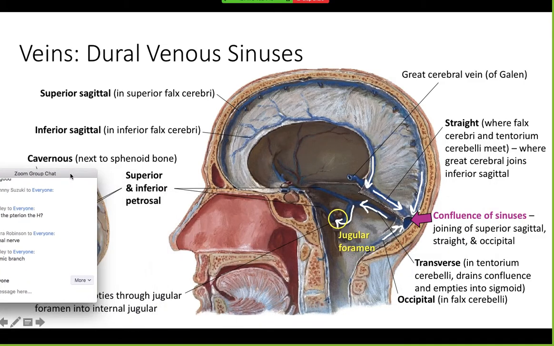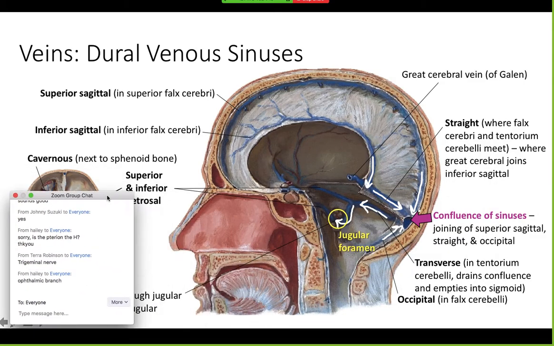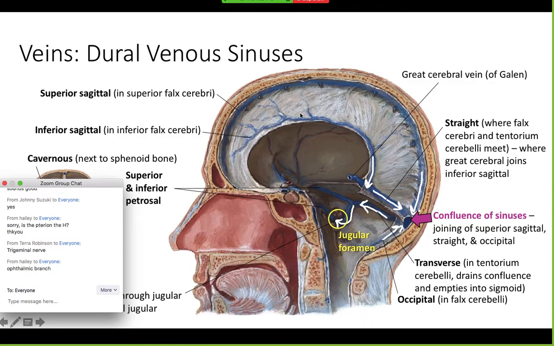This right here just takes some time sitting down and going over it. So you have a superior sagittal sinus up here along the superior border of the falx cerebri, and then an inferior sagittal sinus running along the inferior border.